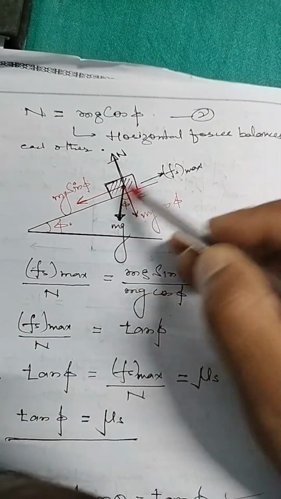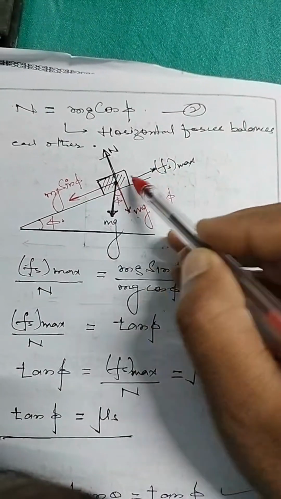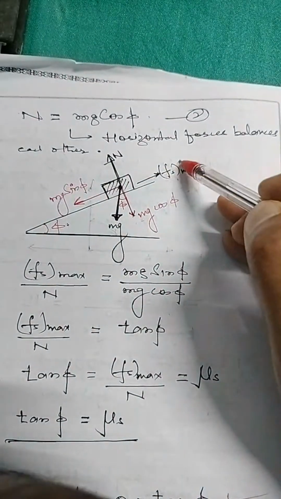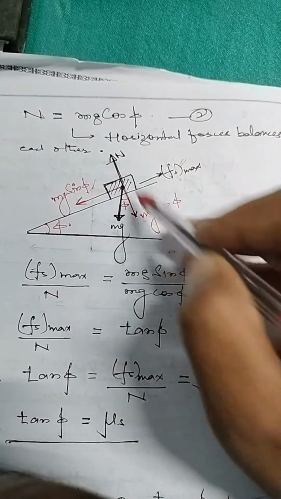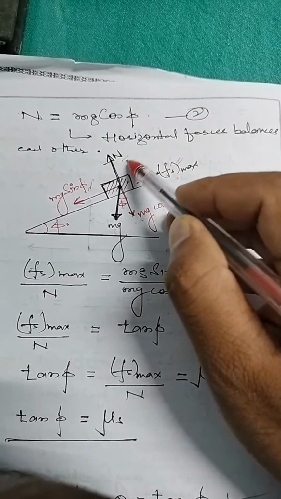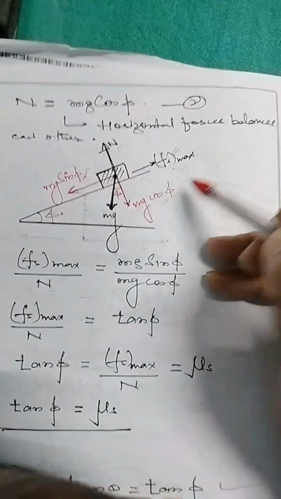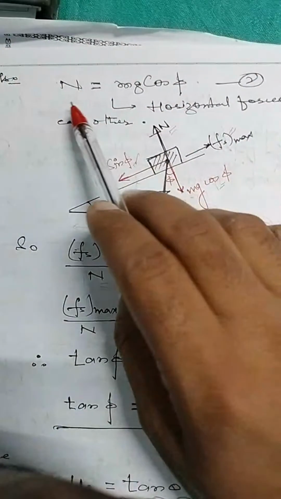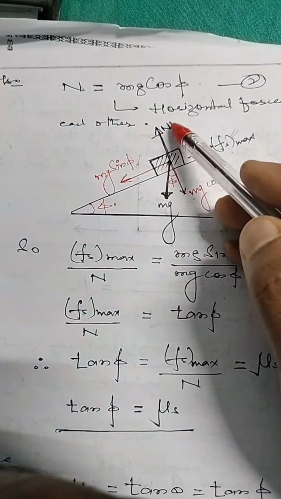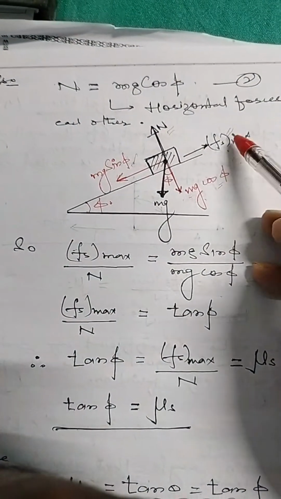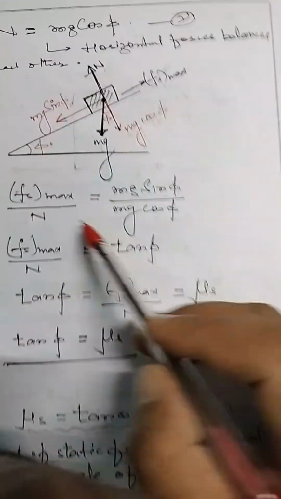Mg sin phi, as there is no motion along this line, so this will balance this, and there is no motion along this line as well, so this will cancel this. So we can write two equations. One is N equals mg cos phi, and second is Fs equals mg sin phi.